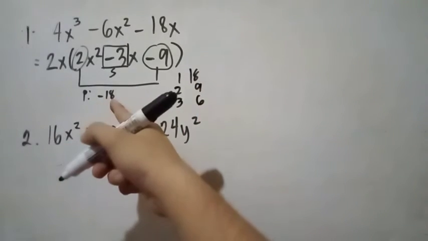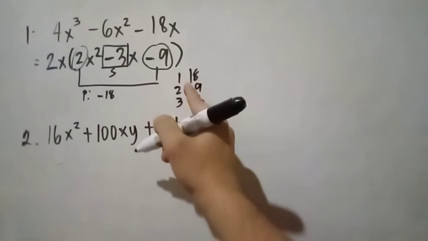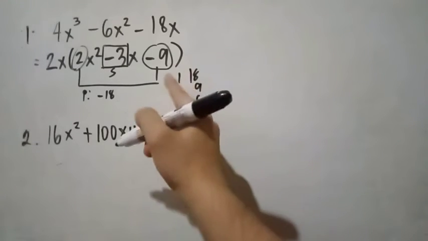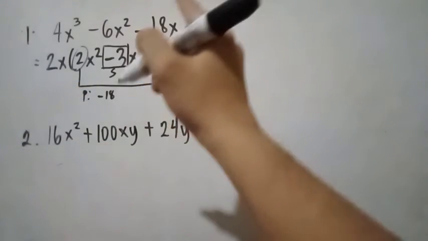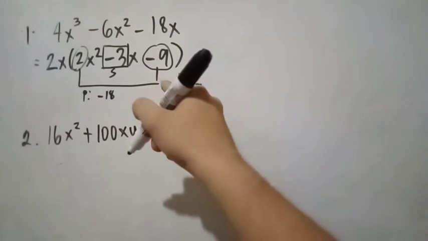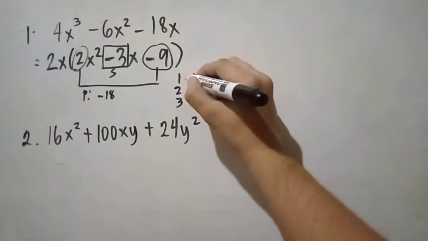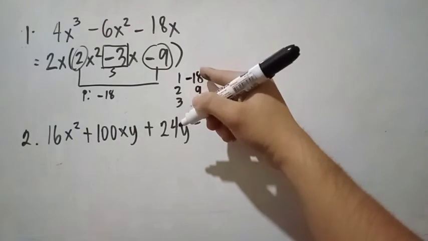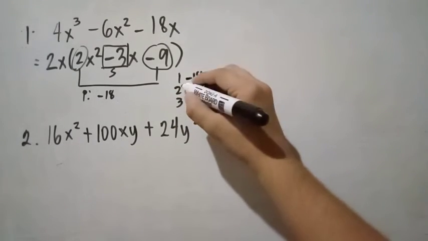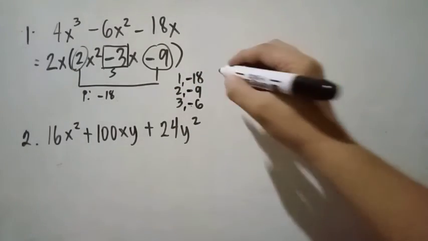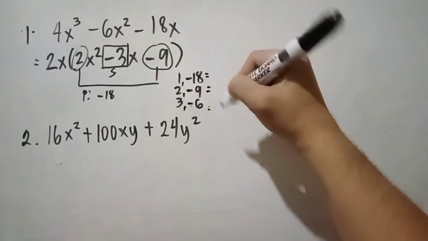And since the product is negative, magkaiba dapat ng sign ng dalawang number. And yung sum is negative, so yung malaking number ay negative din. So we have 1 and negative 18. Mas malaki dapat yung negative. 2 and negative 9. And 3 and negative 6. Ayan. And then saka natin kunin yung sum.